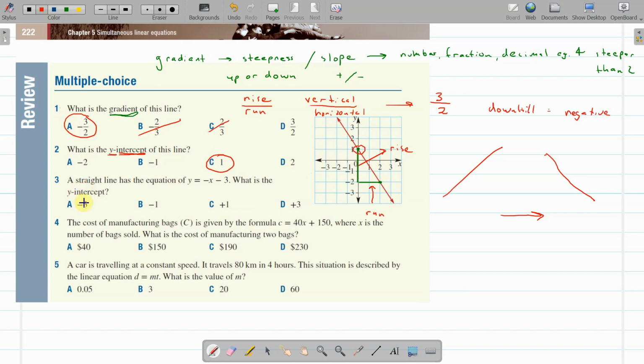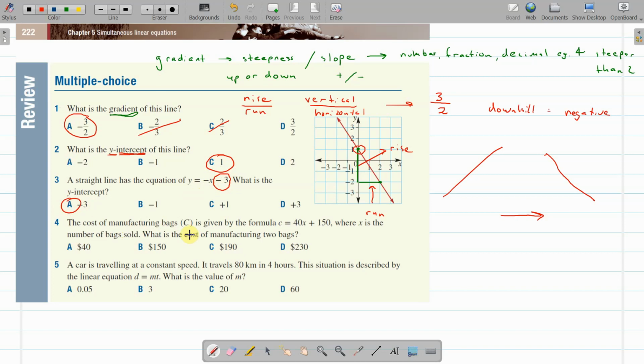The straight line has the equation y equals minus x minus 3. What is the y-intercept? Getting it from an equation, basically the y-intercept is this part of the equation. Basically it's whenever x is 0, which is negative 3 in this case.